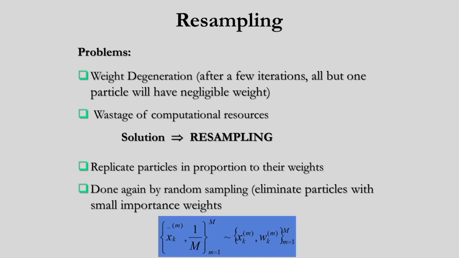But what is the problem? After a few iterations, all but one particle will have negligible weight. That is called the weight degeneration problem. So for this we have to do the resampling. The solution is the resampling. Replicate particles in proportion to their weights, done again by random sampling, and we have to eliminate particles with small importance weight. That means the particles having negligible weight, we have to neglect. That is called the importance sampling. So this concept I am going to explain in my next slide.